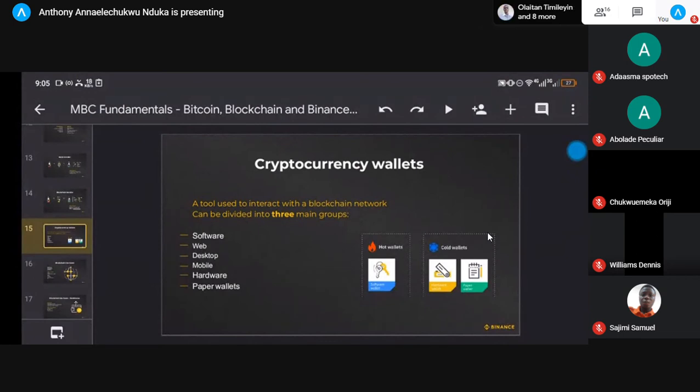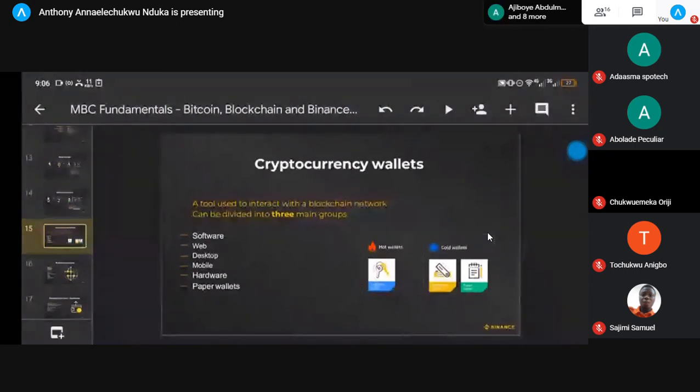Now, a mobile wallet is the one you have on your phone, just like Trust Wallet, Atomic Wallet, and several kinds of wallets you have on your mobile device. The second to last one is hardware wallets. Hardware wallets are wallets that look like hardware. Examples are Ledger Nano Wallet and Trezor Wallet.